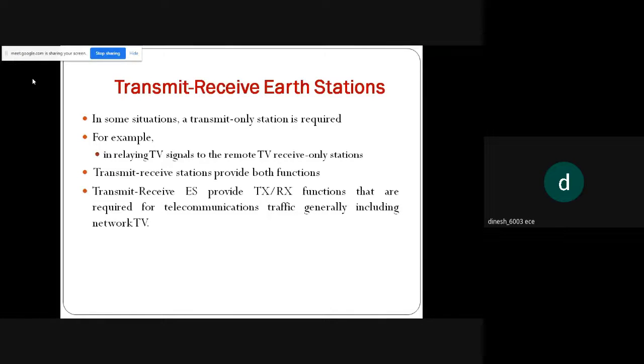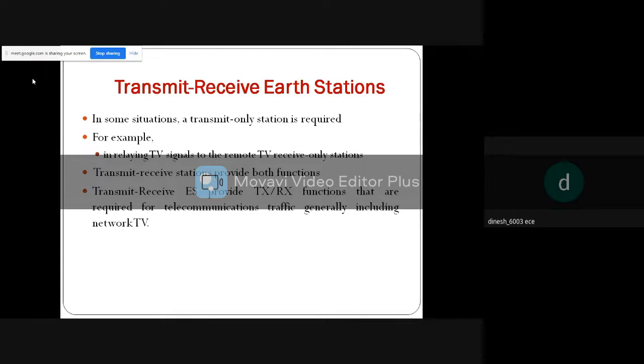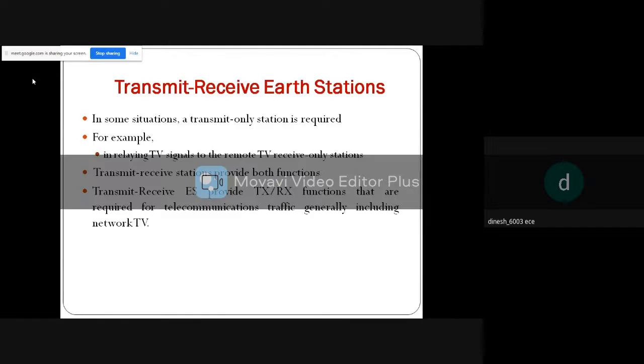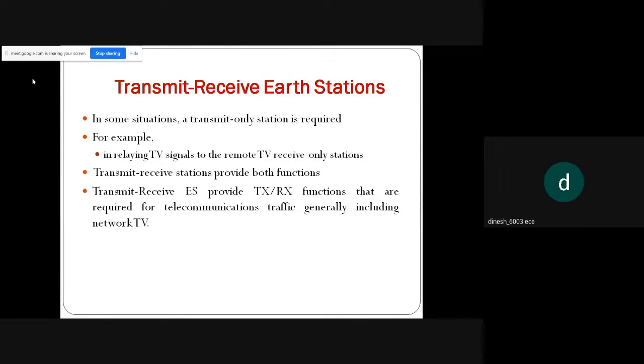Depending upon the system, the necessity and the situation, only a transmit station may be required. For example, in relaying TV signals to remote TV receive only stations, TV RO systems, where only a transmitter is enough. Just an example is the TV studios that are transmitting, which may require only a transmitter at one part and a receiver at another part. So in some situations, both transmitter and receiver might be required.